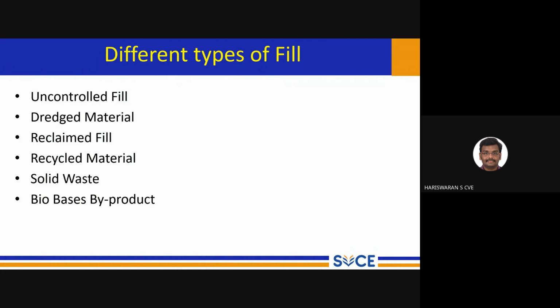Next, there are different types of fills we are using on the surface of the earth, artificially filling and utilizing them for achieving sustainable goals. There may be some type of uncontrolled fill. Nothing will be segregated, without knowing any properties. We are using such type of fill, uncontrolled fill. Then dredged material, reclaimed fill, recycled material, solid waste, biomass byproduct. Those are the different types of fill we are using. When we are using that type of fill at the construction site, we are supposed to undergo a proper test. Then only we have to execute.